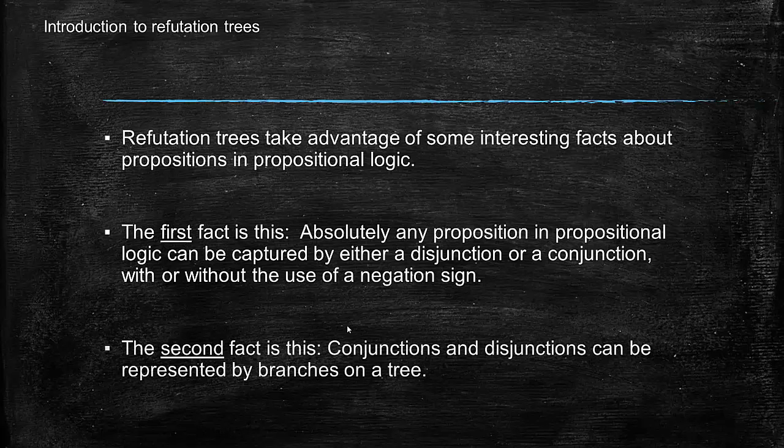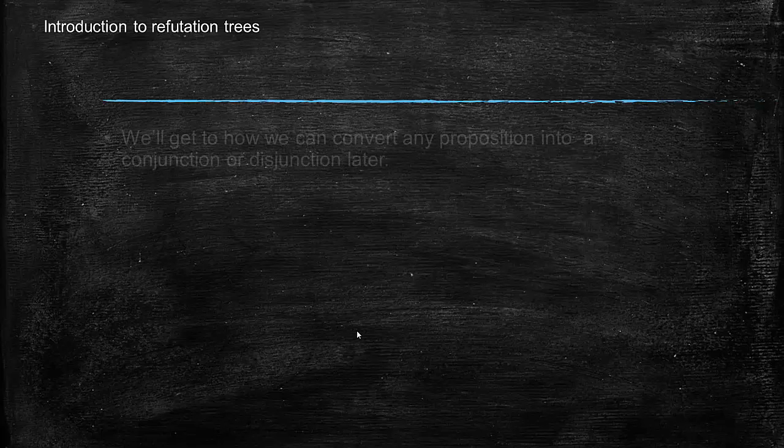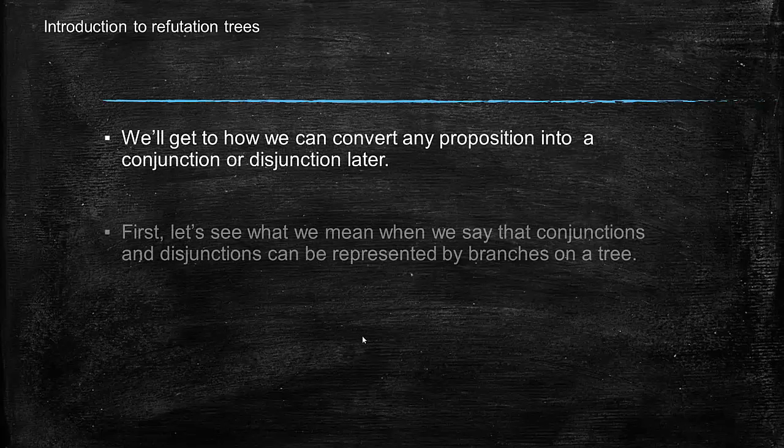The second fact is this. So I'm just telling you that; we're going to show how that's the case later. The second fact is that conjunctions and disjunctions can be represented by branches on a tree. So let's go ahead and see how that second fact works first.